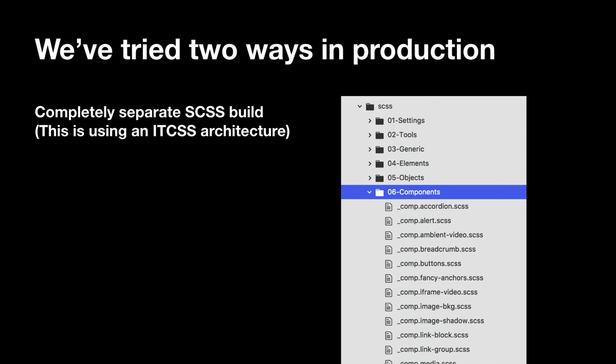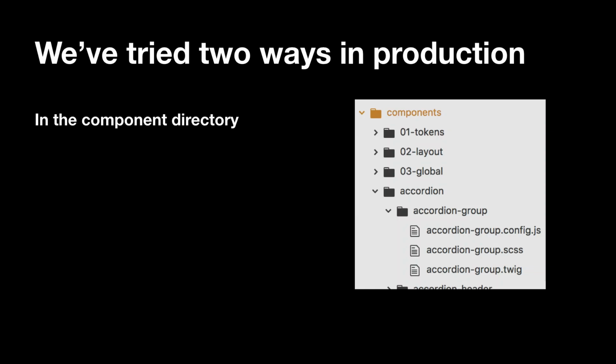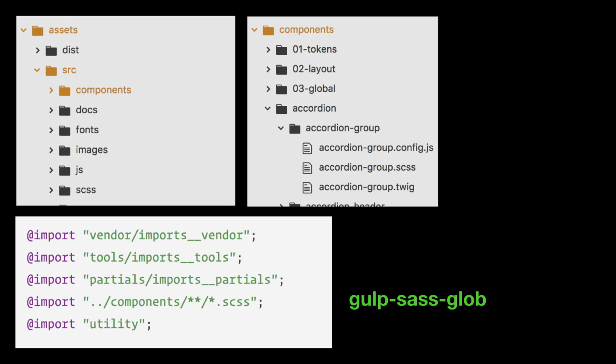One is a sort of completely separate Sass build process. And the other is bringing your Fractal components, actually having the Sass file grouped with the Twig file, the config, data, and the Sass right there. I find this super fun to work with because you have this tight little directory of all the code you need.